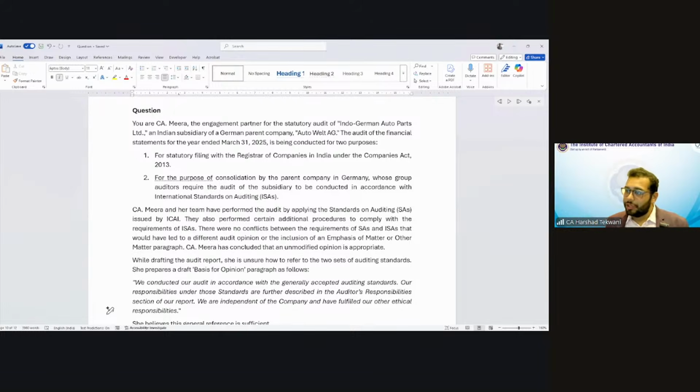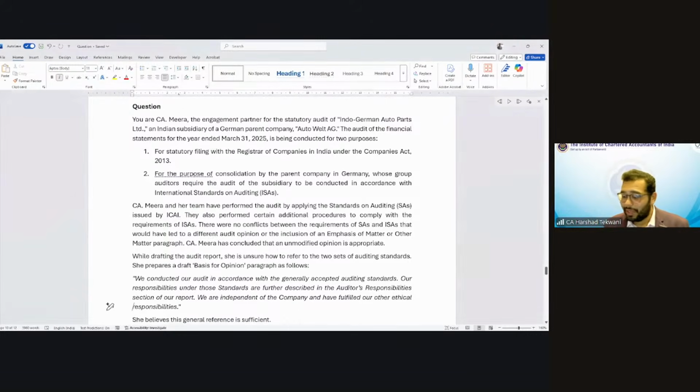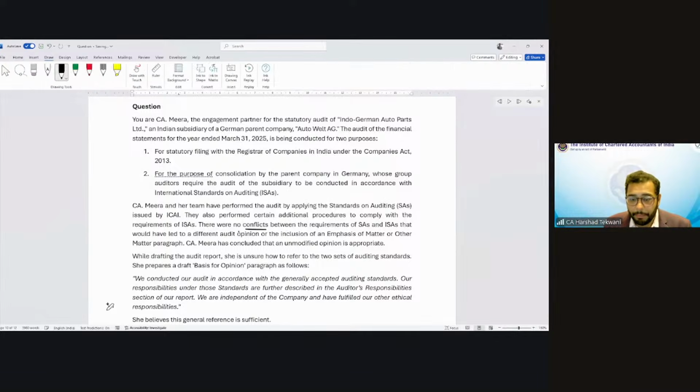Okay. So absolutely correct. If both sets of standards are not conflicting with each other, number one, the first criterion is there should not be any conflict between the requirements of these two sets of standards. Whatever the second set may be, the first set is SA, issued by ICAI, and the second set will be whatever it is. There should not be any conflict. Or there should not be a scenario where it would have led to a different audit opinion.